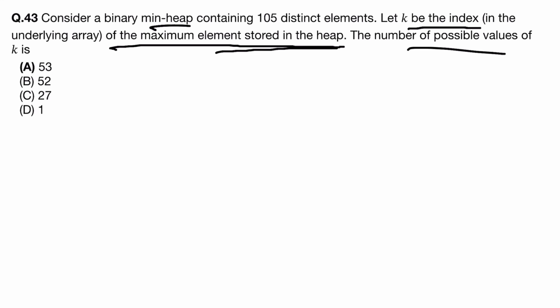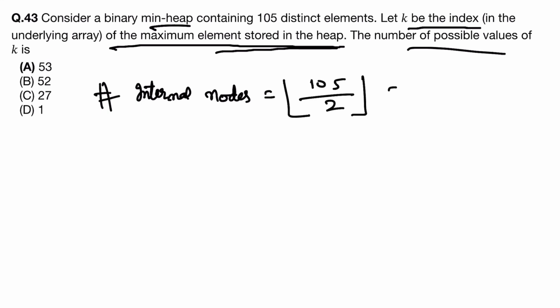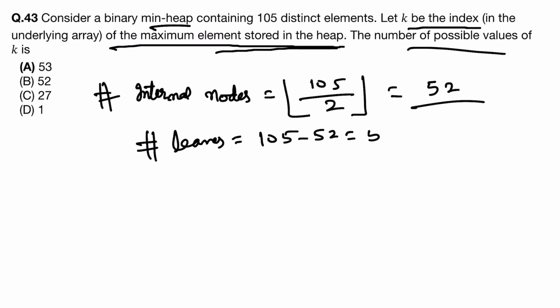Okay, the number of possible values of k. For any tree, the number of internal nodes will be total nodes divided by 2, floor, so 105 by 2 is 52.5, so its value will be 52. So the number of leaves will be 105 minus 52, this will be 53. So the maximum element inside a min heap is in one of the leaves, so 53 will be the answer.